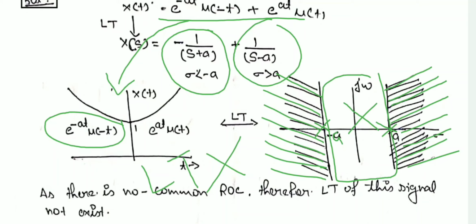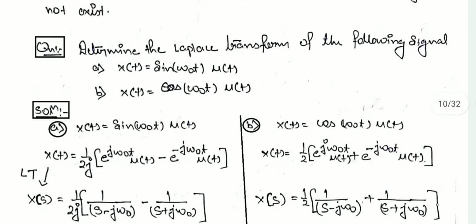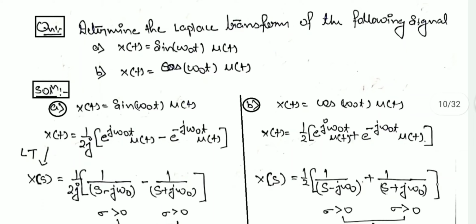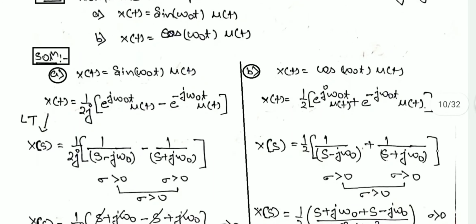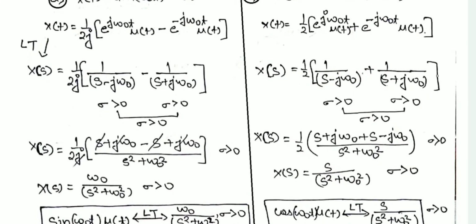Therefore, we conclude here that if there is no common ROC of any signal, then their Laplace transform is not possible. Okay. Let's move to the next question. It is a similar exponential type, and it is most important, as in the question paper they ask for the Laplace transform of sin omega t and cos omega t. We solve this question parallelly for sin and cos, as it is easy, since we have solved earlier the questions based on e to the power sigma multiplied with ut or something like that.